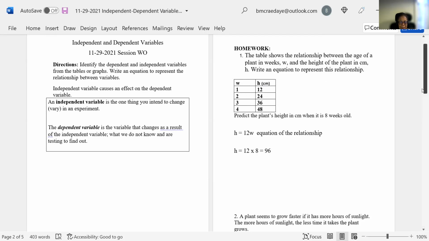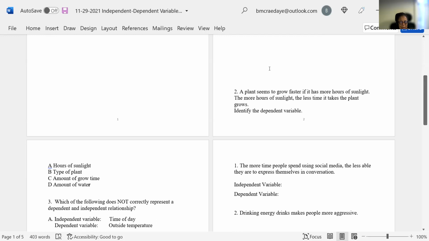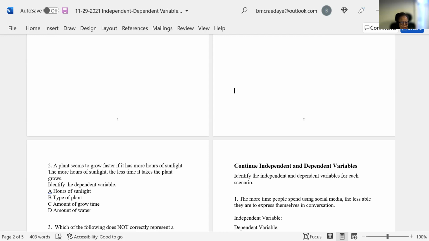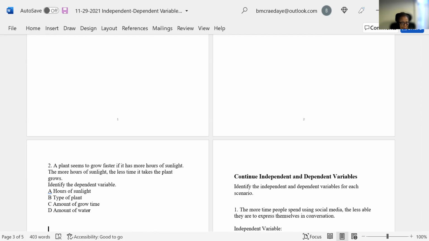Now let's look at number 2. I want you to read number 2. It's over here on the other side. A plant seems to grow faster if it has more hours of sunlight. The more hours of sunlight, the less time it takes the plant to grow. In identifying the dependent variable, okay, so you've got 4 choices. Which one is the dependent variable?